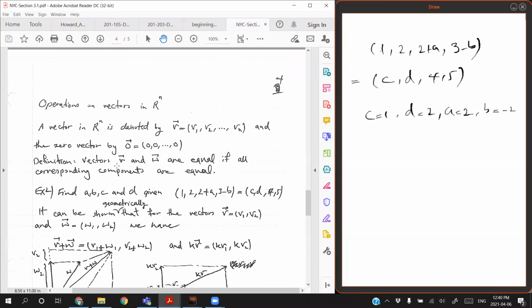So this is an example just to emphasize that for two vectors from the n-dimensional space to be equal, every corresponding component has to be equal.